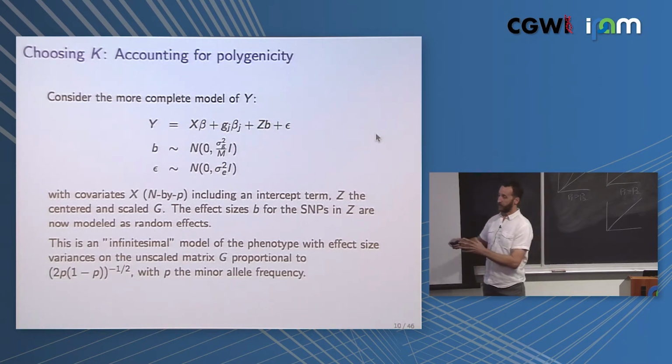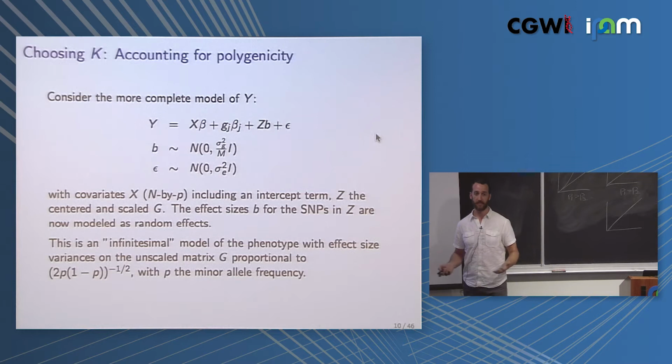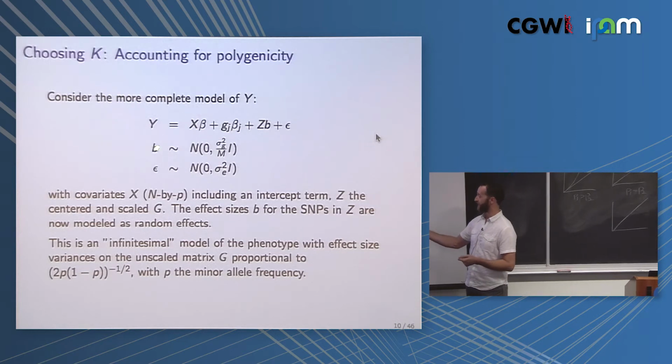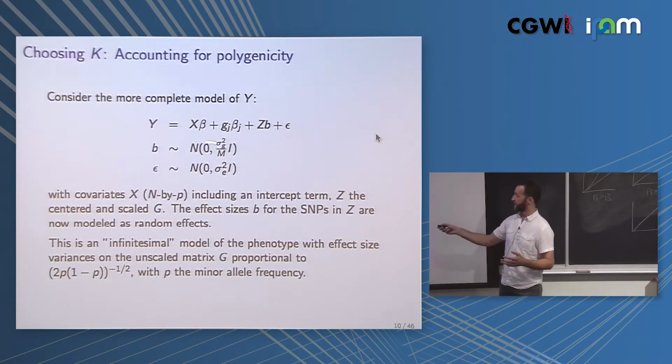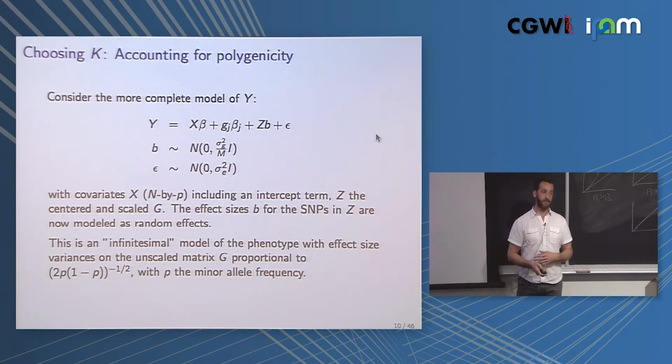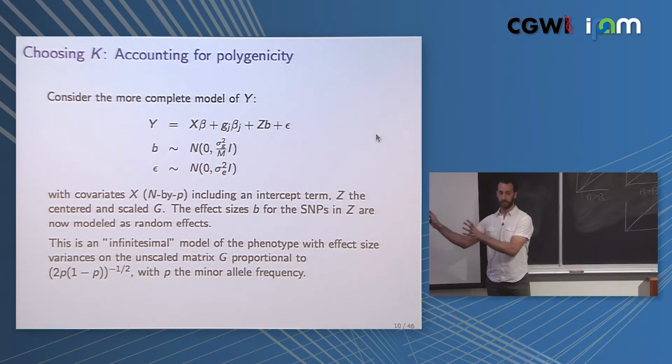If we write down this model, we've now written down a phenotypic model, and it's called the infinitesimal model. That model says that all of the SNPs have some effect, that is, the effect size variances are distributed like this, and that the rarer the variant is, the larger the effect size. And if you don't like that, maybe we can change some things later on, but let's just start here and see what happens.